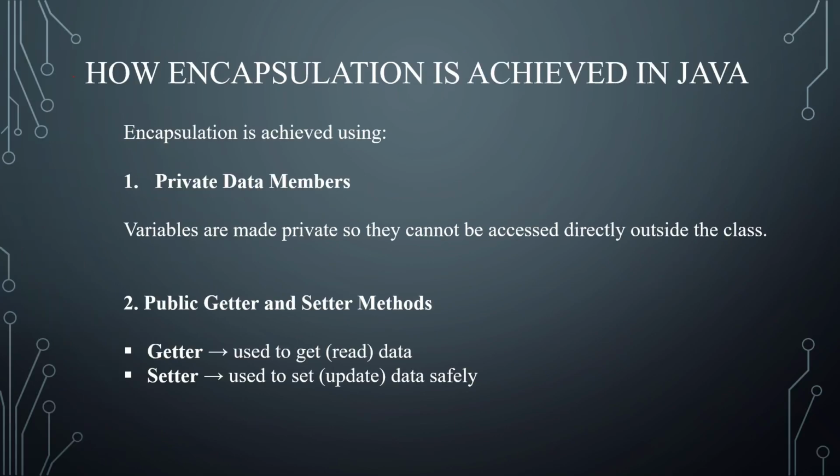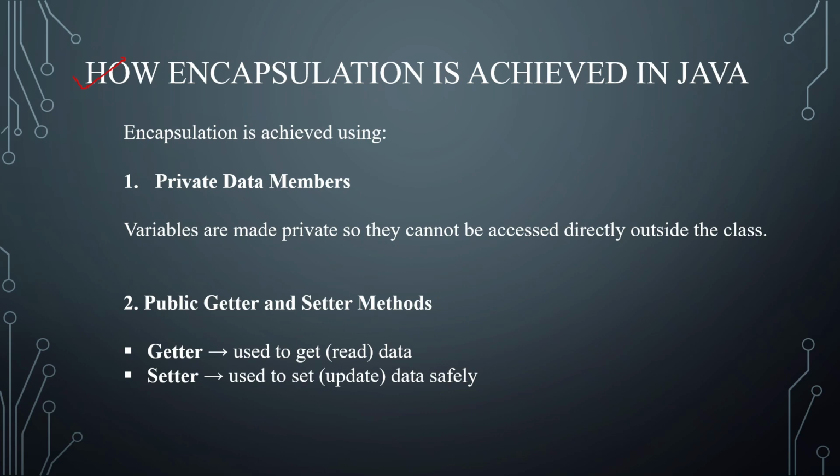Now let's understand how encapsulation is actually achieved in Java. Encapsulation is achieved using two things. One is private data variables and the second one is public getter and setter methods. First, private data variables. Variables are declared as private so that they cannot be accessed directly from outside the class. This helps in hiding the data and protecting it from unauthorized access.